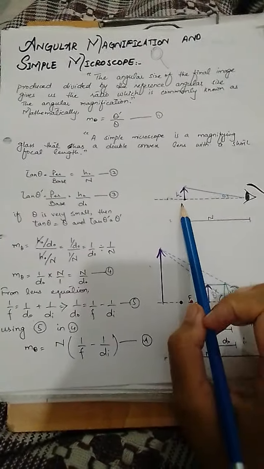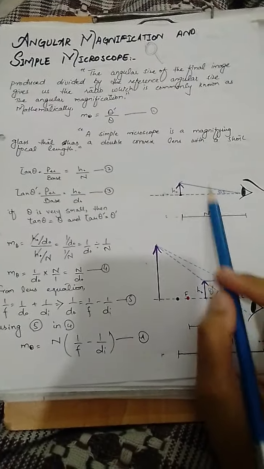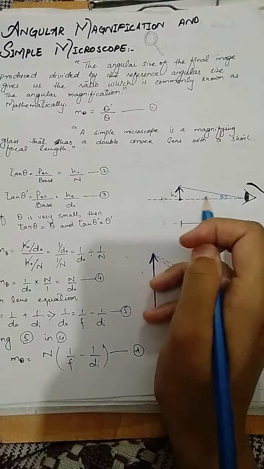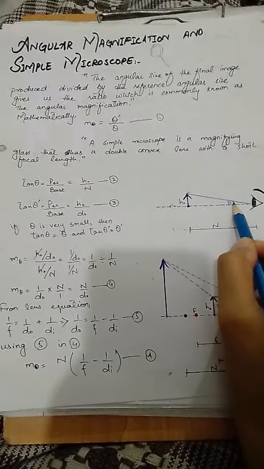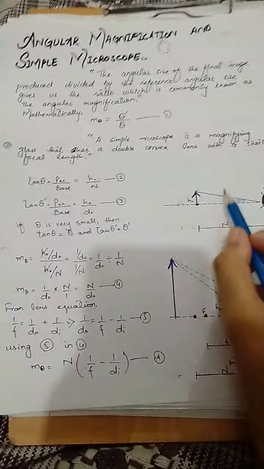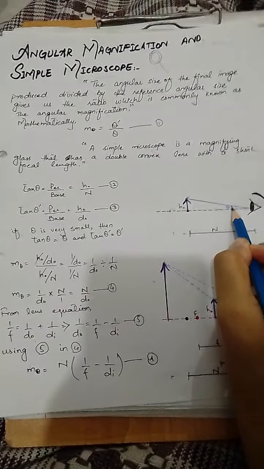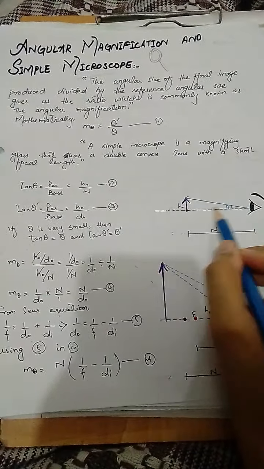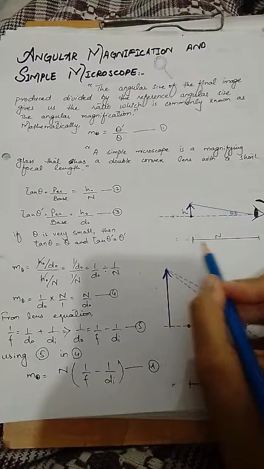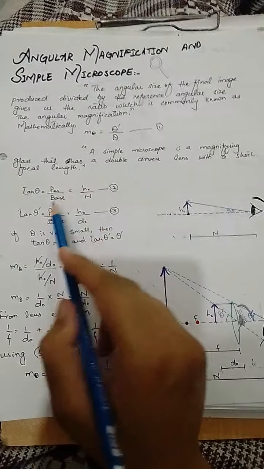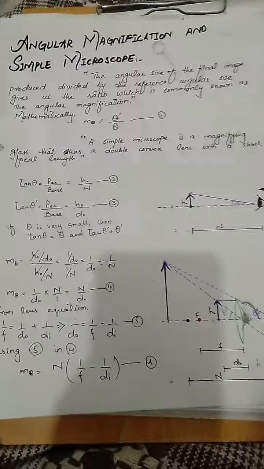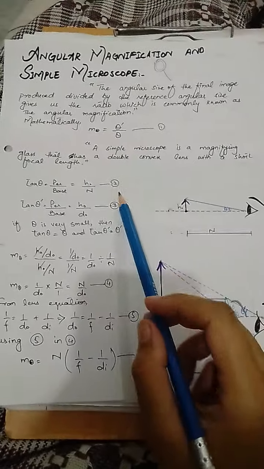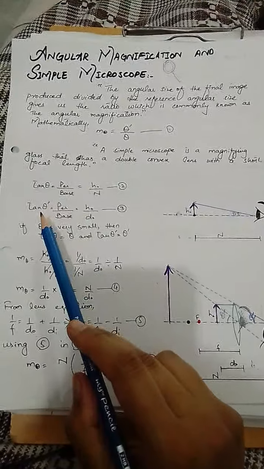In the case of the naked eye, where there was no lens, we can use tan theta for this triangle. So tan theta here would be equal to perpendicular by base. Perpendicular in this case becomes HO and base becomes N. So perpendicular is HO and base is N. We call this equation number 2.